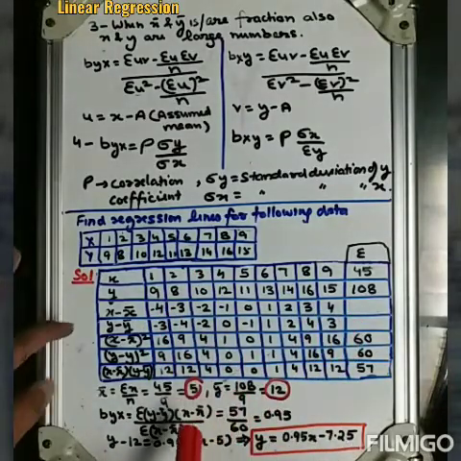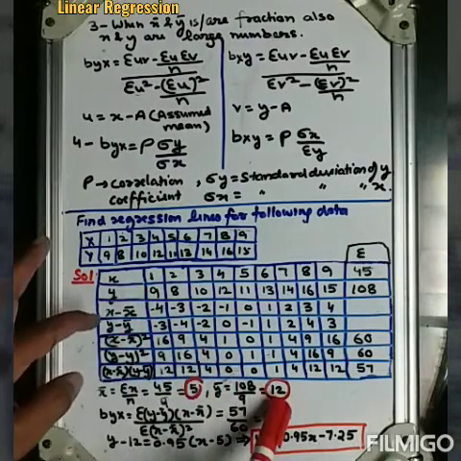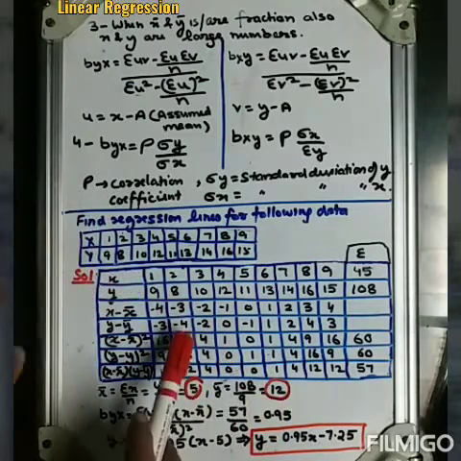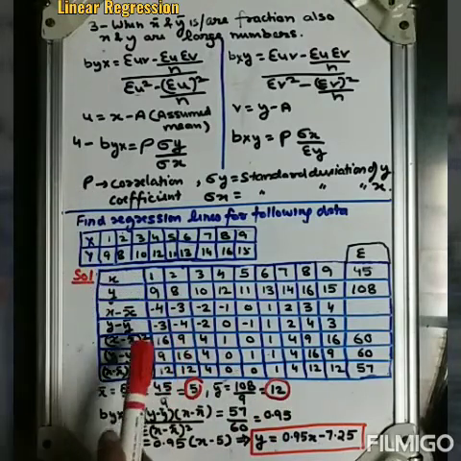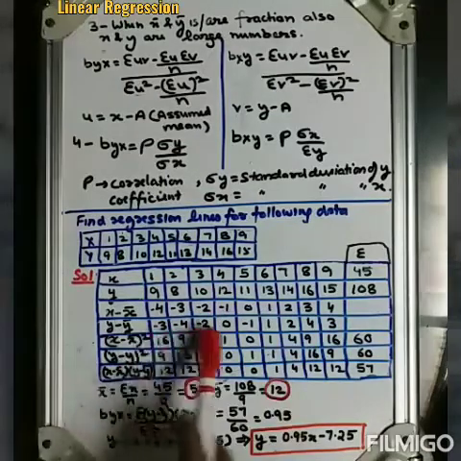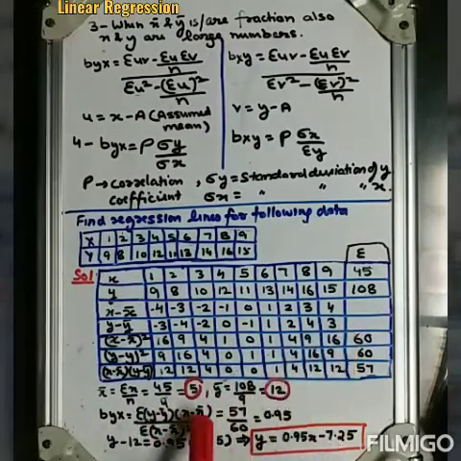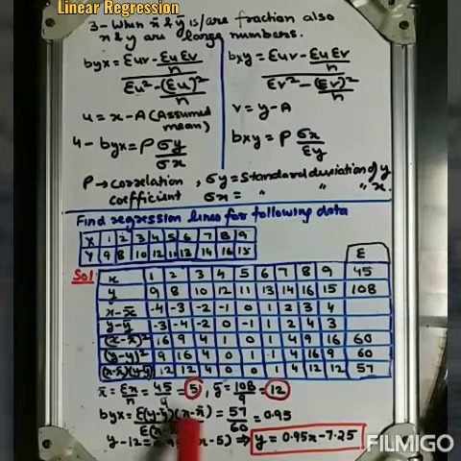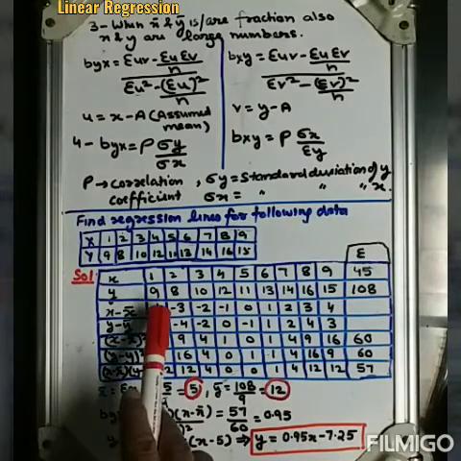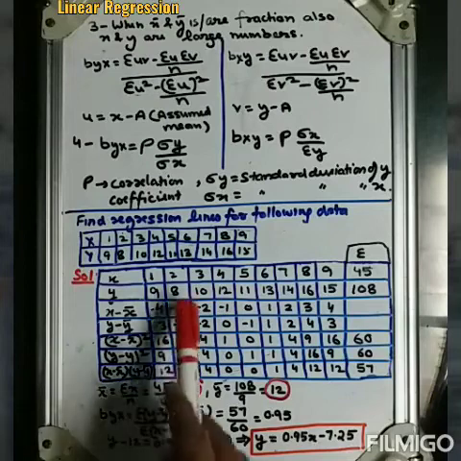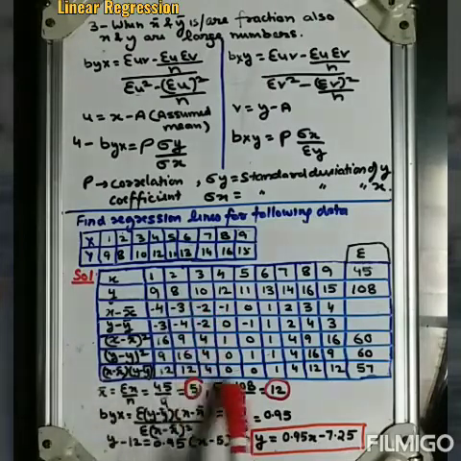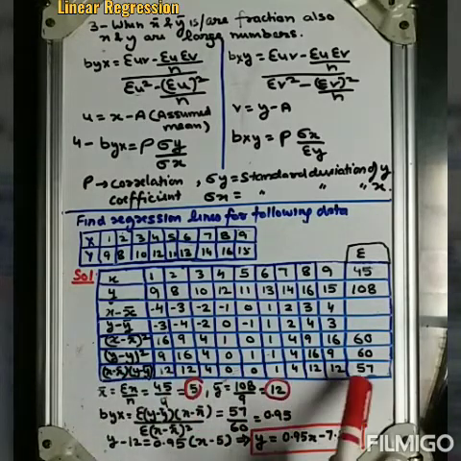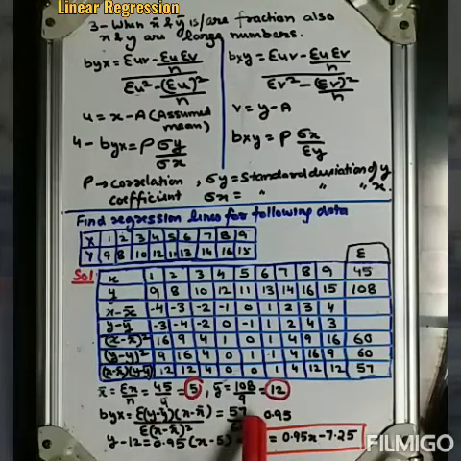Same way y minus y mean. 9 minus 12 is minus 3. Same way 8 minus 12 is minus 4. So we have calculated all the values. Now what is required? We have to multiply these values, x minus x mean into y minus y mean. So this into this: 4 3s are 12, 3 4s are 12. Clear? We have multiplied the values and now we add the sum of all these values. This is 57. We have got this value 57.